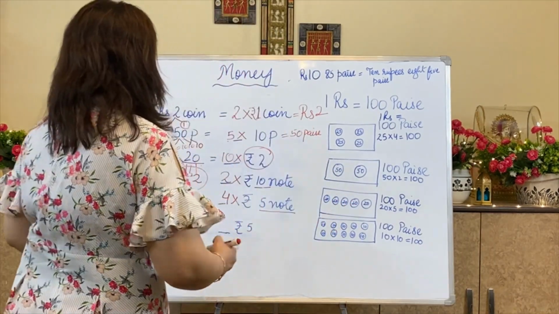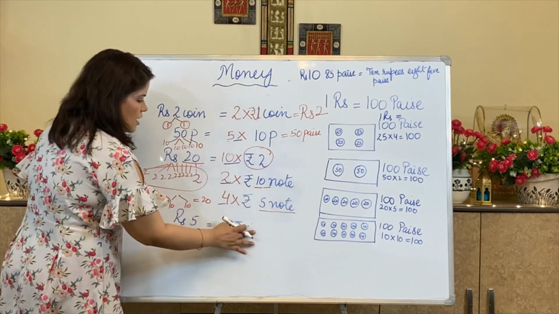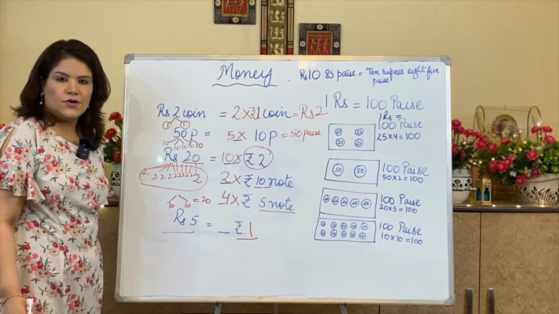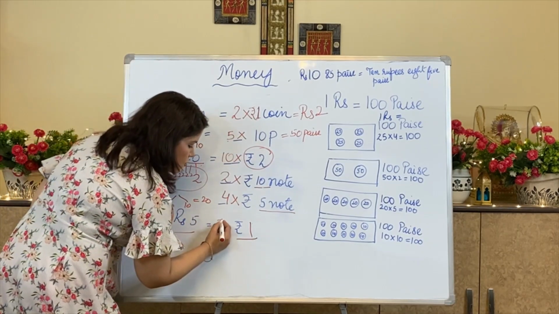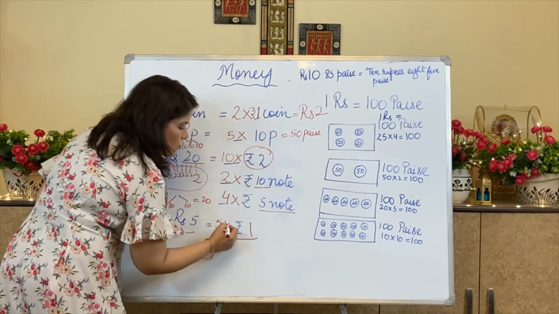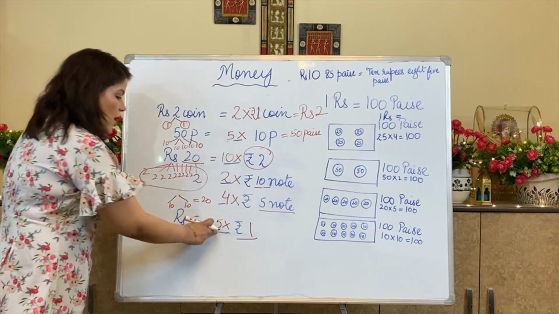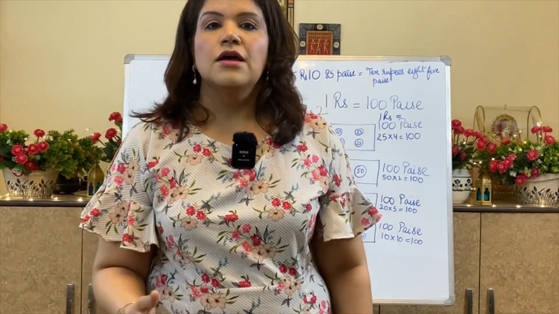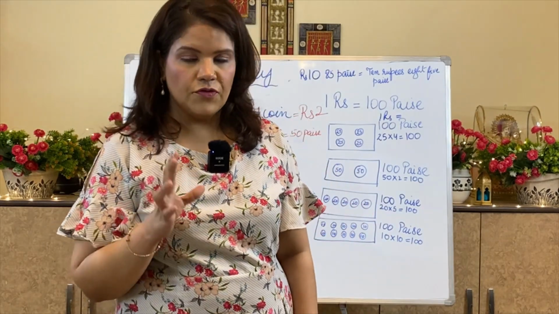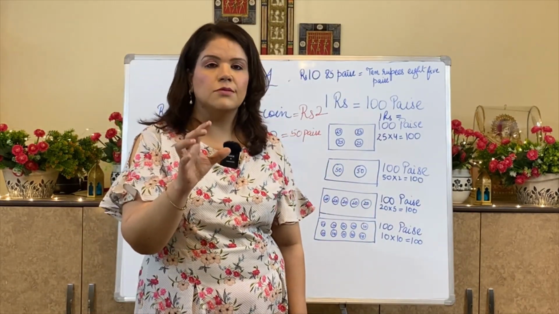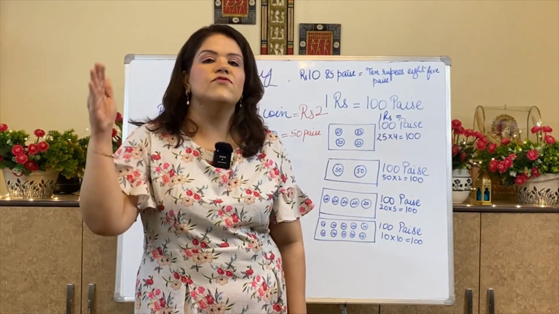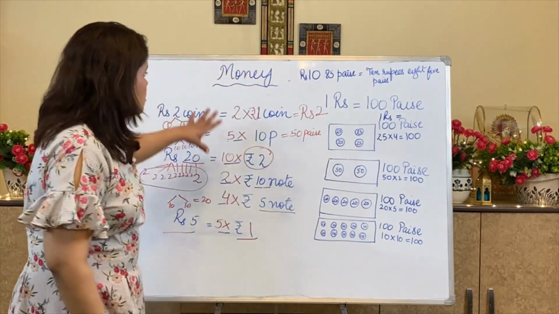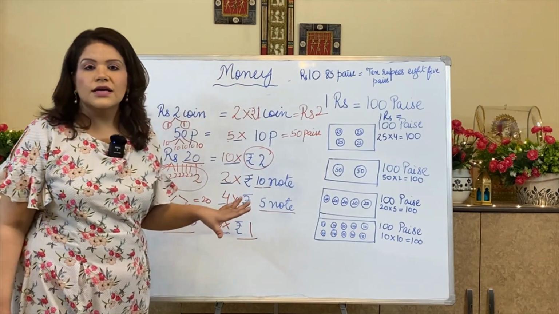Now if I am saying how many 1 rupee notes will make rupee 5, that will be 5 into 1. That means if I am taking 5 times 1 rupee note, I will be getting rupee 5. So this is the way to get the exchange.